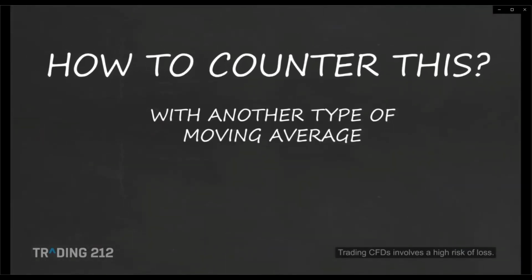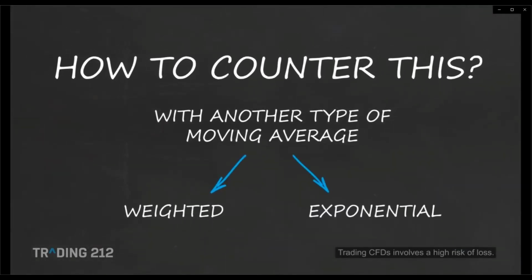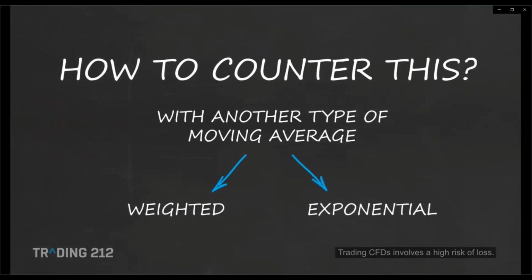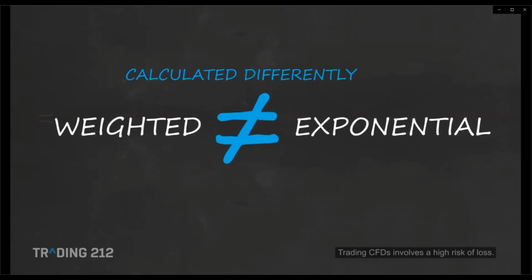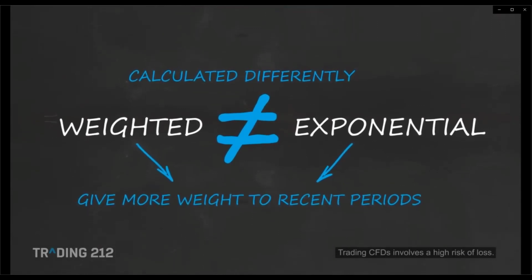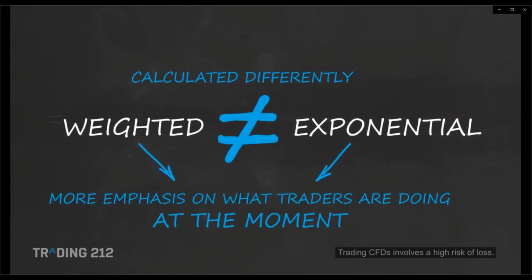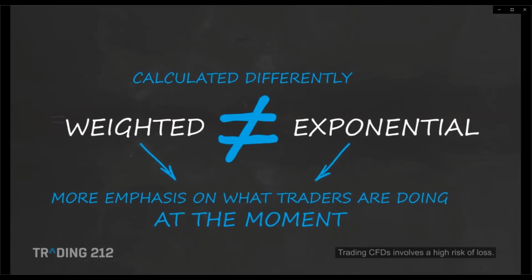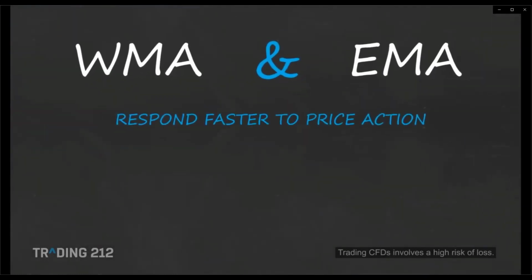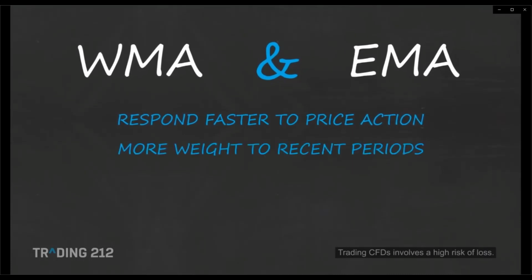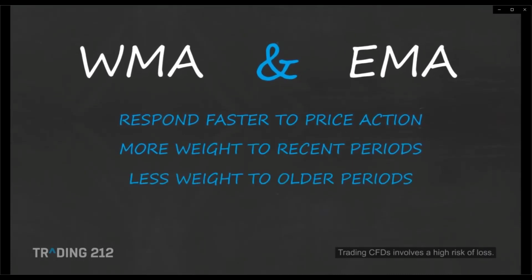So how can you counter this? With another type of moving average, either a weighted or an exponential moving average. The weighted and exponential moving averages are calculated differently from one another, but both types give more weight to recent periods and thus more emphasis on what traders are doing at the moment. So as a result, weighted and exponential moving averages respond faster to price action by distributing more weight to recent periods and less to older periods.